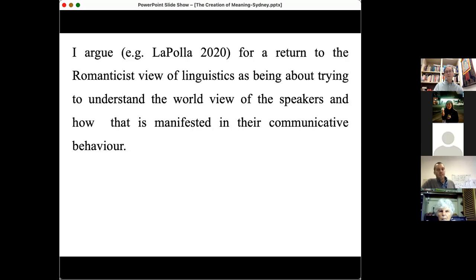I argue in a more recent paper for a return to the Romanticist view of linguistics as being about trying to understand the worldview of the speakers and how that's manifested in their communicative behavior.